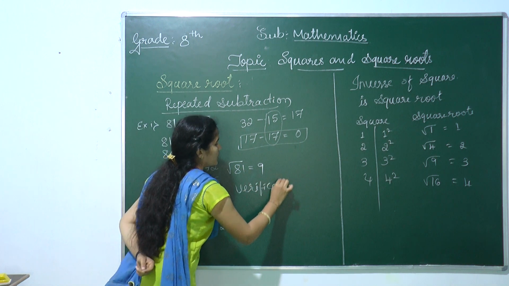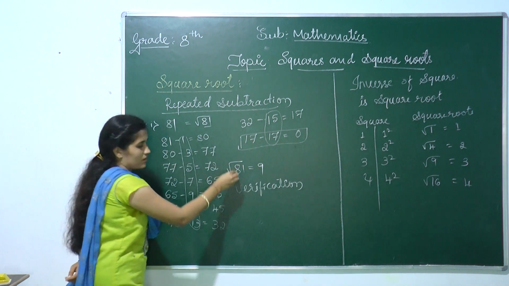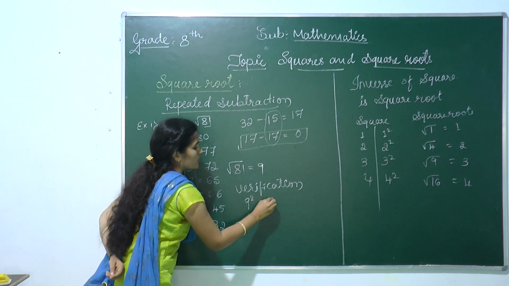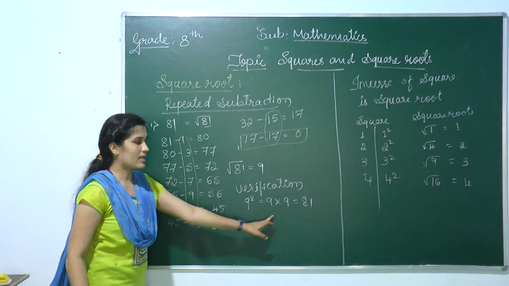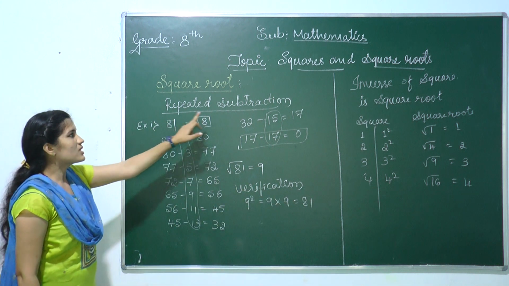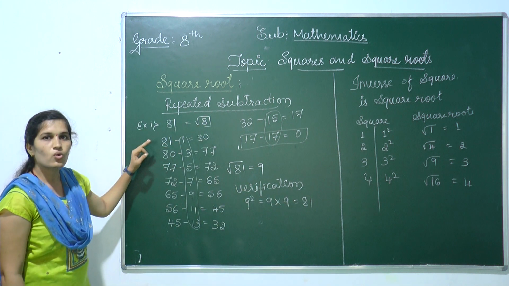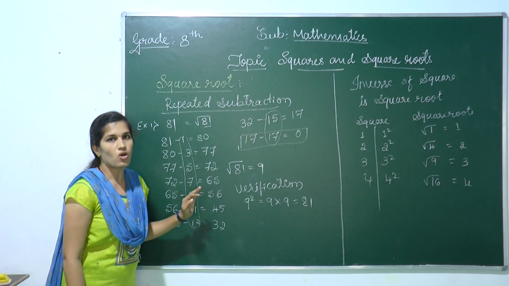You just check it. If we square this number, we should get 81. Is it? 9 square is equal to 9 into 9, which means 81. 9 nines are 81. Got it? Yes. Repeated subtraction means you should go on subtracting the given number repeatedly, only with odd numbers.